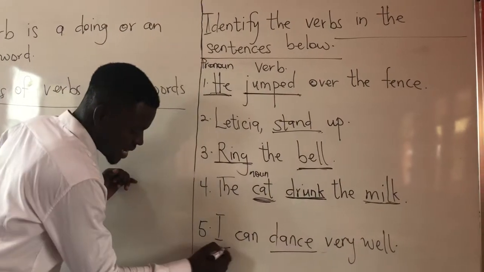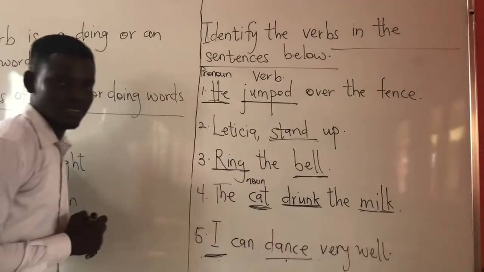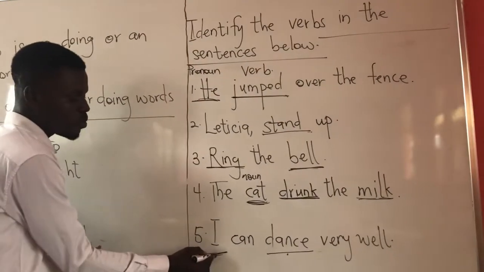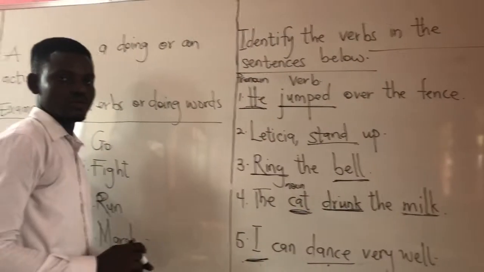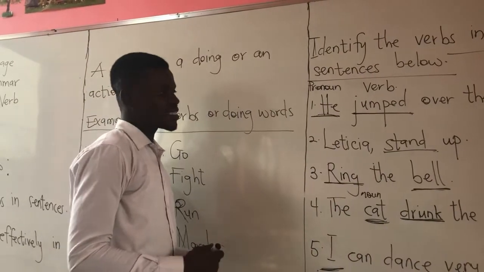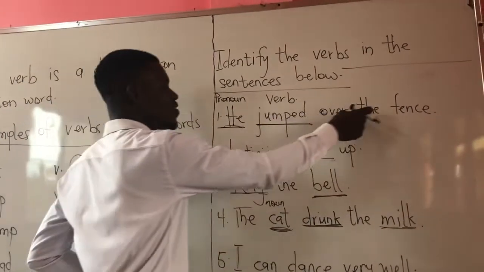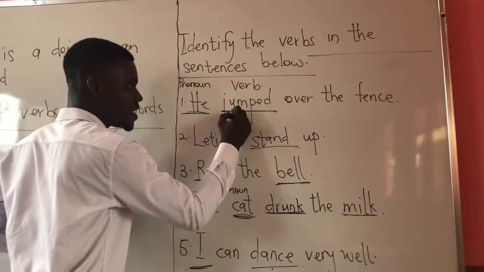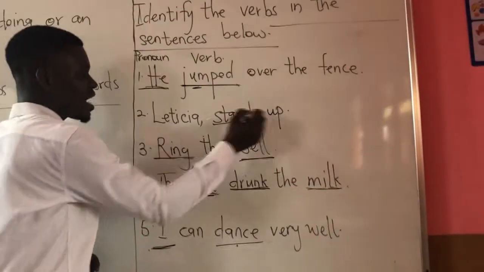What the person here is saying is he or she can do what? Dance. Okay, he or she, whether male or female, boy or girl, can do what? Dance very well. I hope you understand. The first one says what? He jumped over the fence. What did he do? He jumped. So the jump here is now what? The verb.